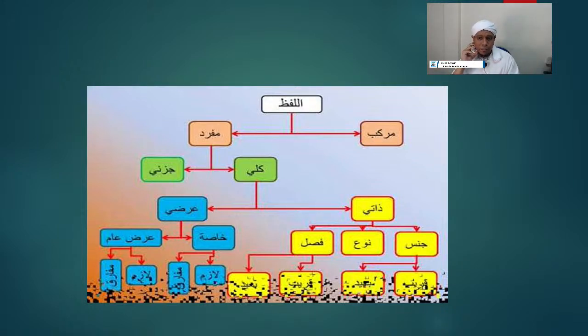So as you can see, we have the word zatiyun, and under it we have the genus, the noun, the category, and then we have the fasl, the differentiating factor. This is under essence. Under accident we have khas, yani something that is specific, and we have aradun am, yani something that is general or universal. This is the topic that we speak about inshallah ta'ala next week. And these 5 things, jins, noun, fasl, khas, am, this is what we call kulliyatul khamsah, the 5 universal concepts.